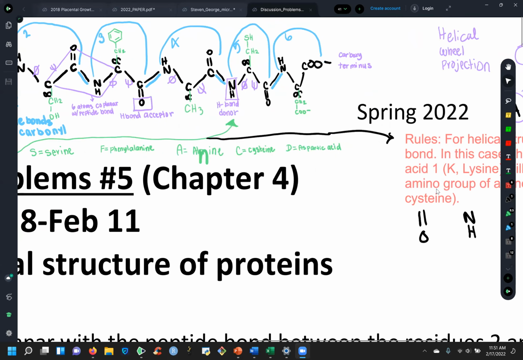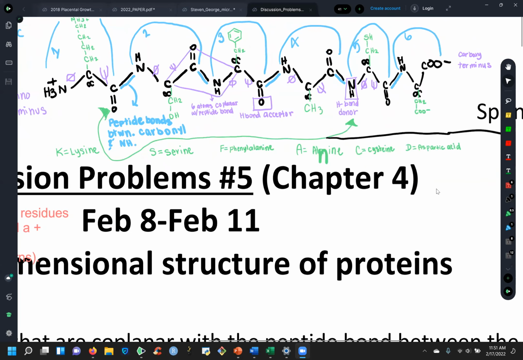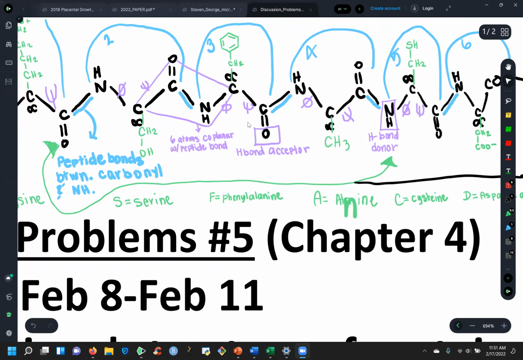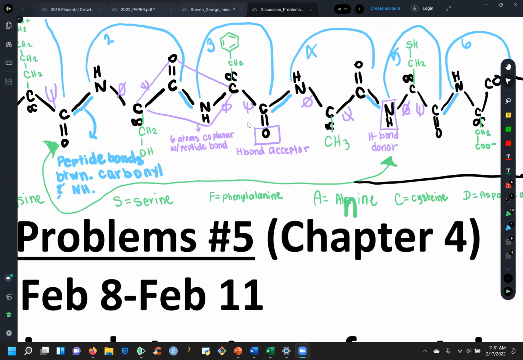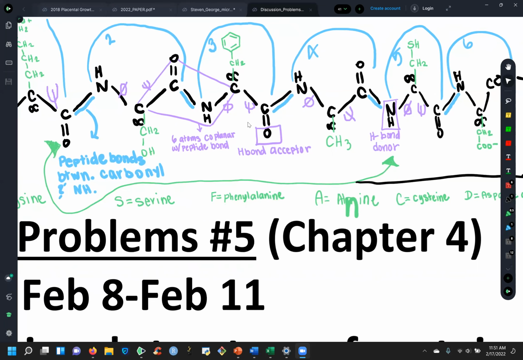All right, the last thing we're going to label is, they want you to put a rectangle around the 6 atoms that are coplanar with a peptide bond. I'm not really sure how to explain this. I think the book only gave me one paragraph. So if you have questions about this, ask the professor. But I'm going to show you where it's at right now.